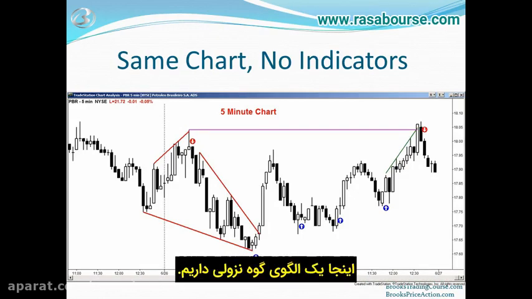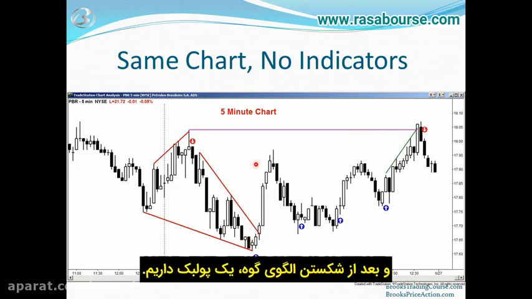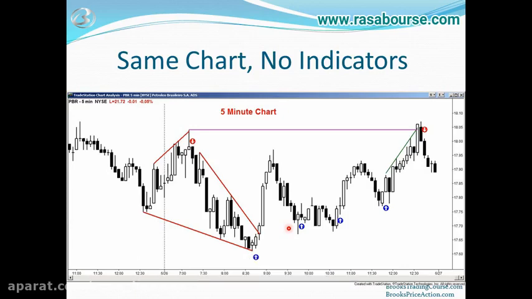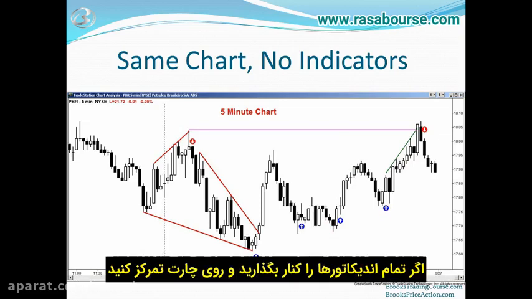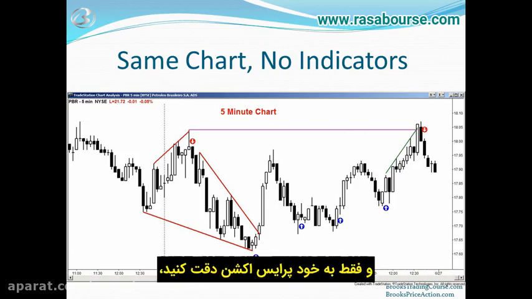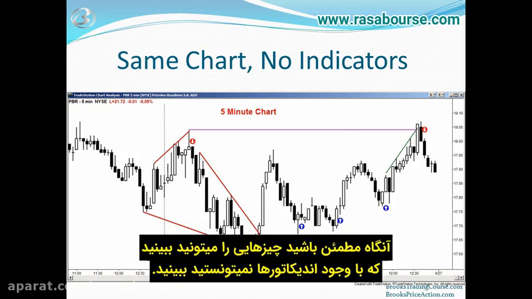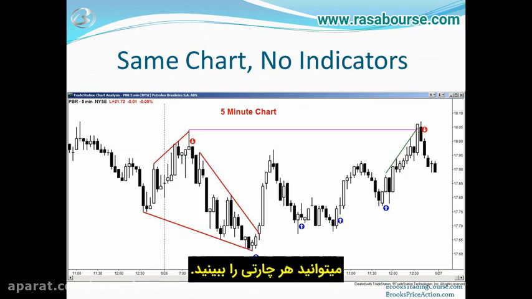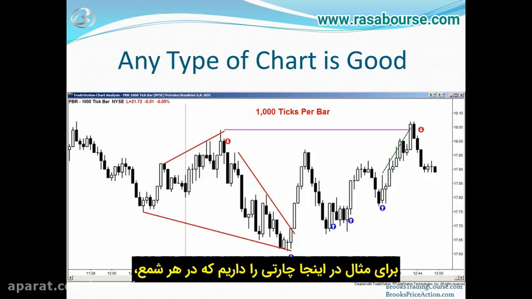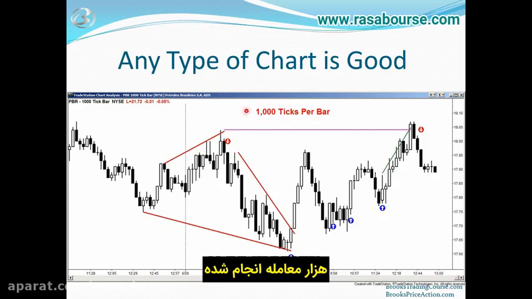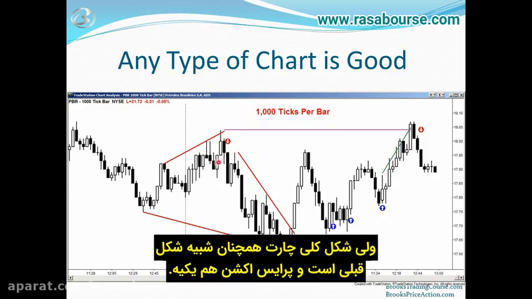We have a decent looking wedge over here, and then a bull spike, and then a pullback from the breakout of the wedge, and then a double bottom bull flag, another breakout, and another pullback. So if you get rid of all the indicators and just look at the price action itself, a lot of times you'll see things that you cannot see when you have the indicators present. And you don't have to look at the 5-minute chart, you can look at any kind of a chart. For example, here's the same chart where there's 1,000 ticks per bar, and the overall shape is still the same. The price action is still the same.